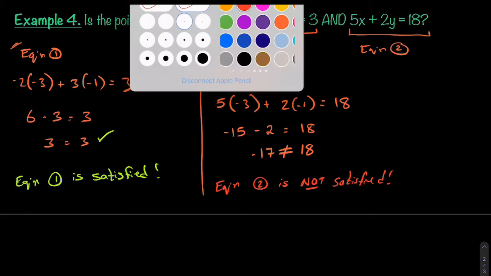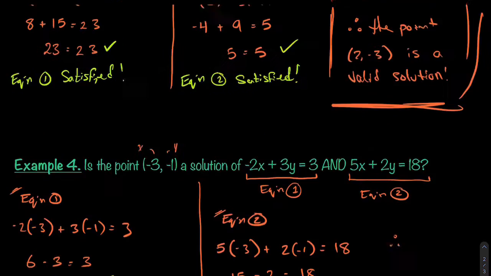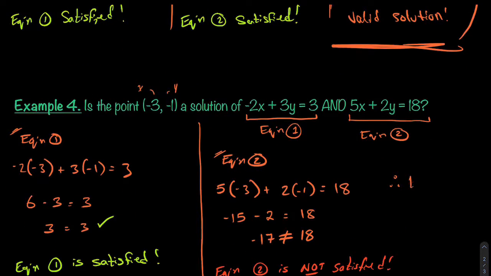So this is the clincher, right? In order for this to be a solution, both of these have to be true because we're considering both of them. And is our crux here, and means that both of them have to be included. It's clearly not true here. We can't say that they're both solutions because equation 2 isn't satisfied by the point (-3, -1). So what do we say? Well, we say therefore, following the same thing up here, the point (-3, -1) is not a valid solution.